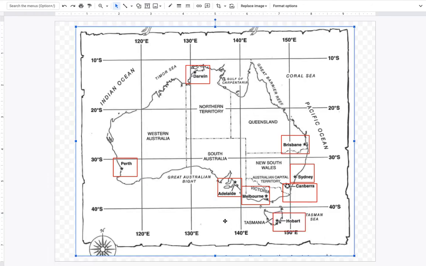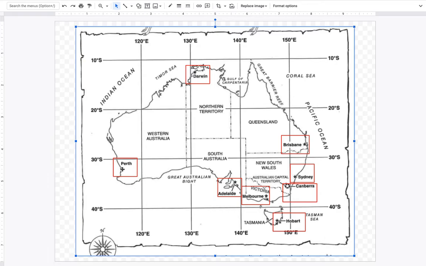Now, what I want you to do, and we're going to do one of these together, is find the capital's coordinates. Okay, so let's do Perth together because it's just right there, separated from all these other guys. So let's just do this one together. Okay, Perth. If I was trying to find the coordinates for Perth, I would look at these lines of latitude and longitude. Now I will tell you, you always use lines of latitude first.